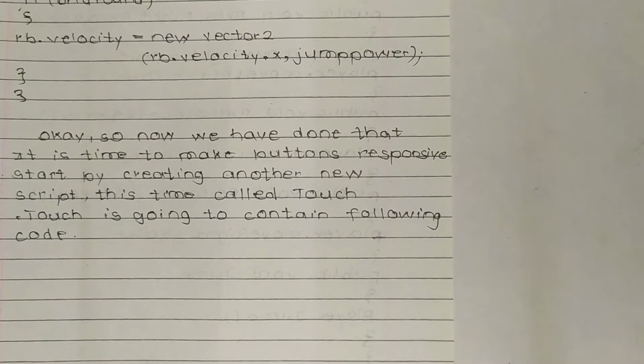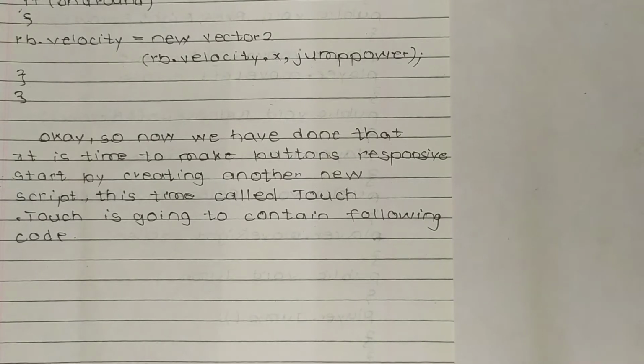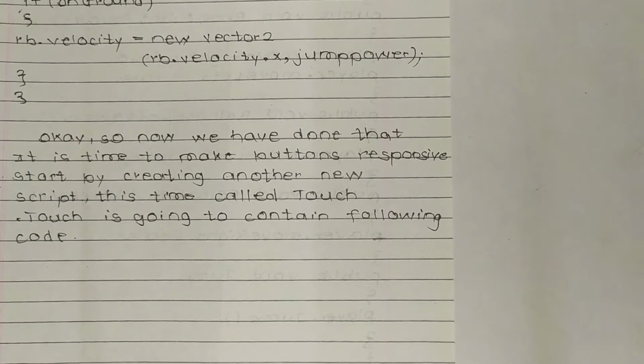Okay, so now we have done that. It is time to make buttons responsive. Start by creating another new script, this time called touch. Dot touch is going to contain the following code. So here we are creating a script called touch. So this is for touching that Android screen.